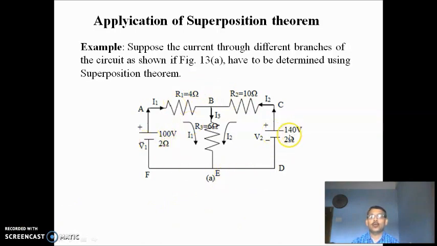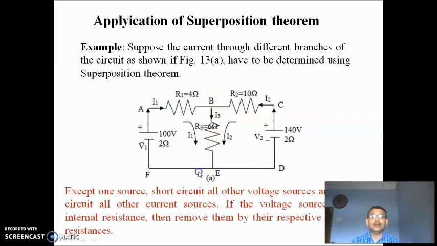To apply the superposition theorem, we consider a simple circuit here. It has two voltage sources and three resistances. So we have to calculate the current for this resistance, 6 ohm resistance RT, and we have to calculate the voltage across this resistance. Now to solve this problem, what do we have to do?